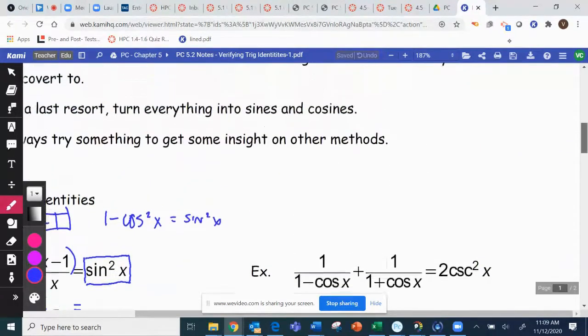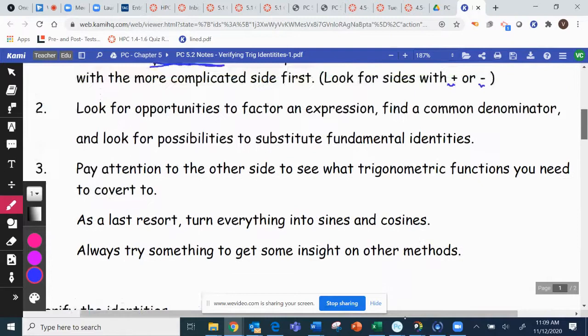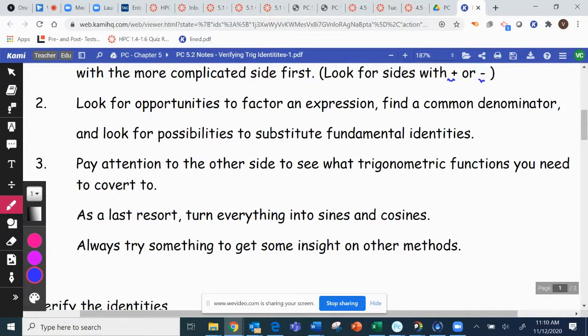Okay, now I'm going to go back up here into suggestions, because you're going to look at it and sometimes you just have no idea what to do. So you want to look for opportunities where you could maybe factor. Maybe if we have fractions, we could find a common denominator. Or look at substituting the identities, which you guys have been doing. Look at the other side to see what you're trying to get to. Don't just work with one side, but look at the other side and be like, okay, I need to get sine. How can I make this tangent turn into sine? Or whatever the question says.